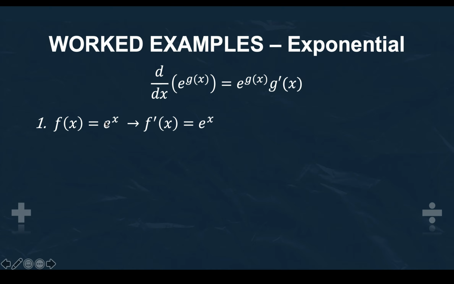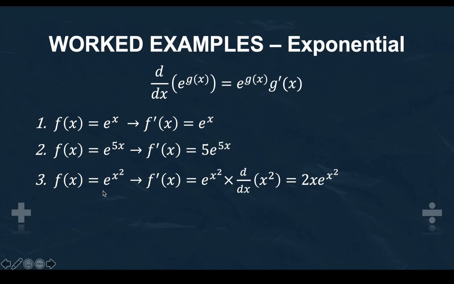First case, f of x equals e to the x. Well, we know just based on definition that the derivative has to be equal to e to the x. Pretty straightforward, right? Next example, f of x equals e to the 5x. In this case, our g of x is going to be equal to 5x. So the derivative of e to the 5x is going to be e to the g of x times g dash of x. So e to the 5x times the derivative of 5x, right? The derivative of 5x is just 5, so you're left with 5 e to the 5x.